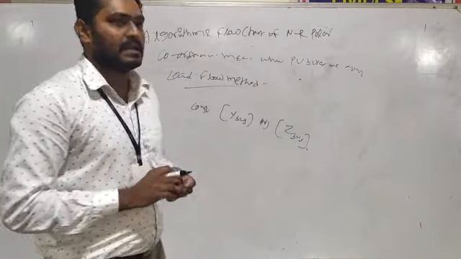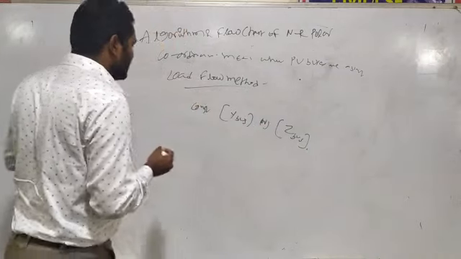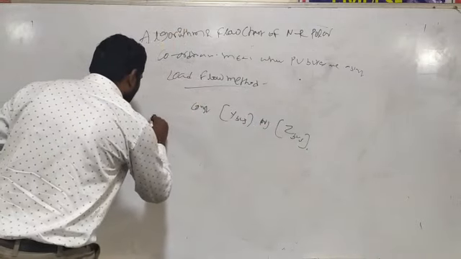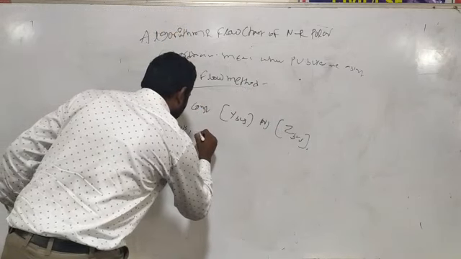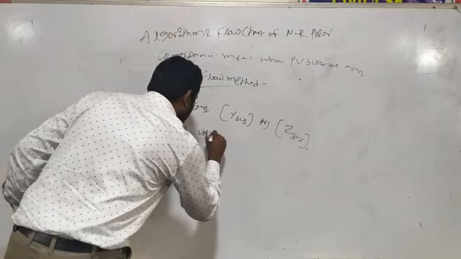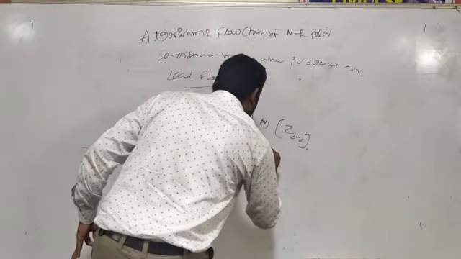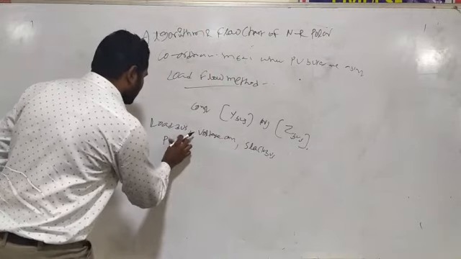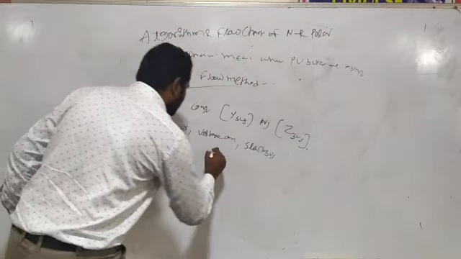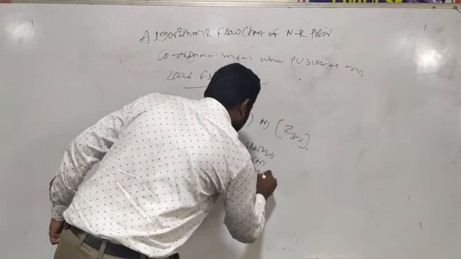Depending upon the quantities specified, the buses are classified into three types. Those are load bus, voltage controlled bus, and slack bus. There are other names for these buses too. Load bus is nothing but PQ bus, voltage controlled bus is nothing but PV bus, and slack bus is also known as reference bus.